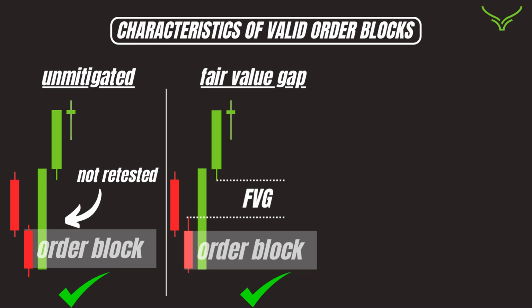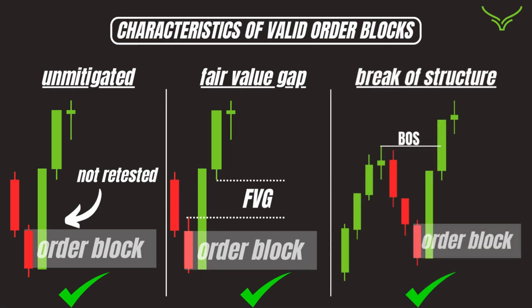Lastly, the order block must result in a break of structure, signifying that the overall market momentum is in that direction, ensuring safer trading opportunities. These are the three characteristics that have to come together for an order block to be valid.